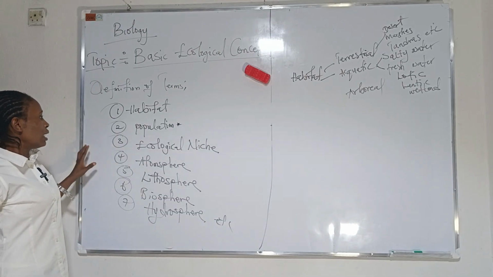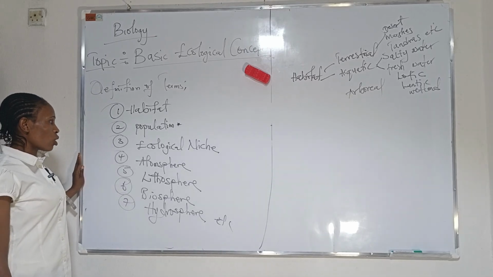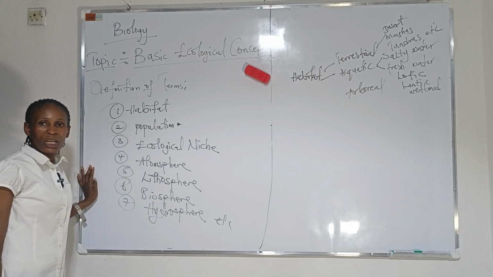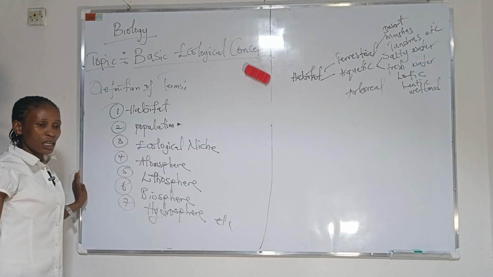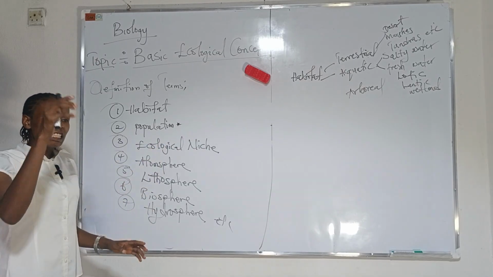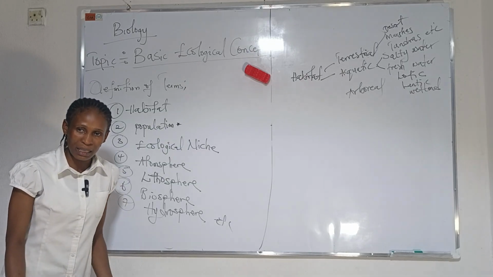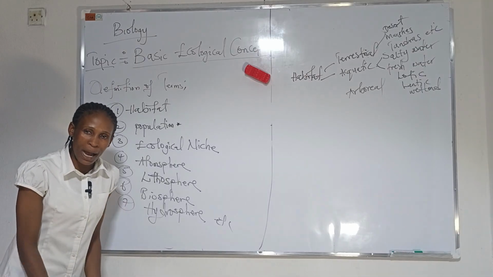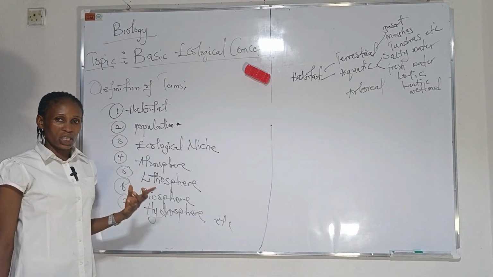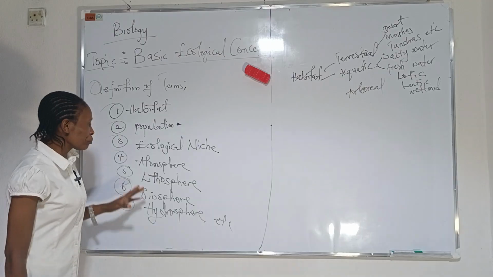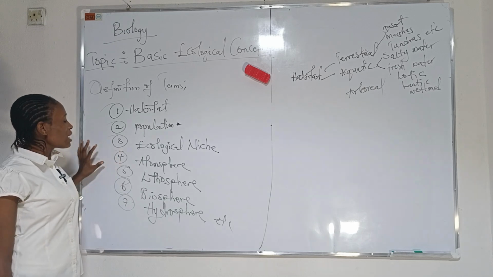All right, now we are going over to the third one, which is ecological niche. What are we referring to? It is the specific place, that particular place meant for an organism, which the organism has occupied. That is what we mean by the ecological niche. Have I communicated? I am rushing this. I'm going over to the fourth one.